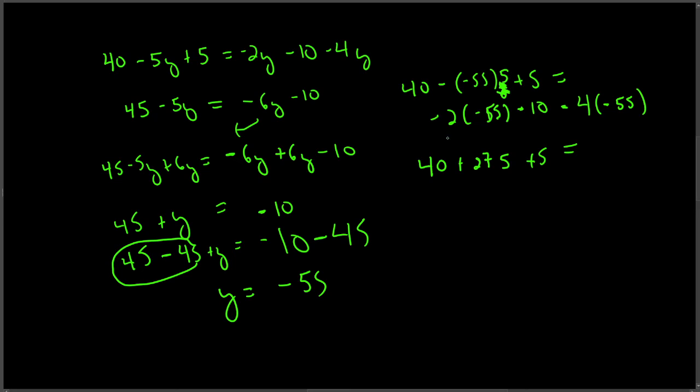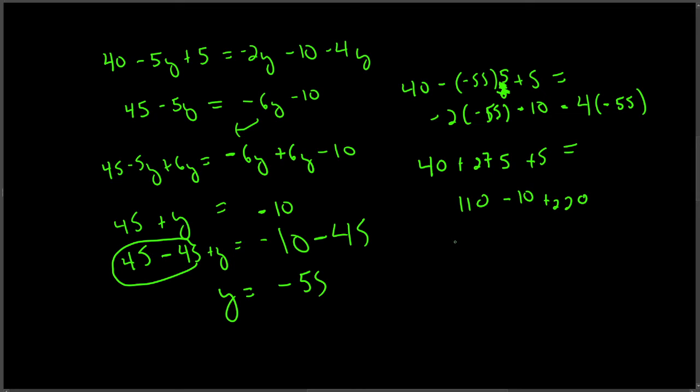Let's come over and do my right-hand side. So minus 2 times negative 55 is 110. And a minus times a minus is positive. So minus 10. And then 4 times 55 is 220. Carry my 2. And a minus times a minus is positive. So let's add these up.